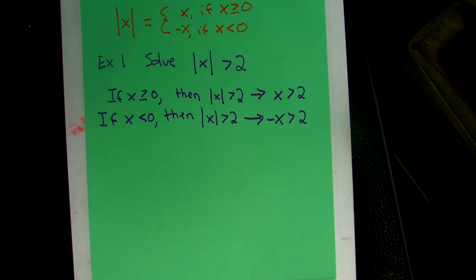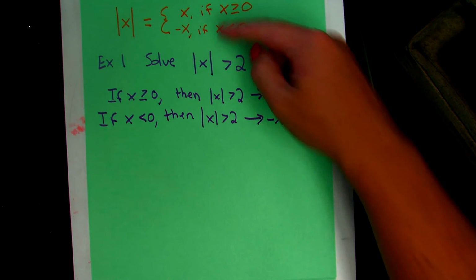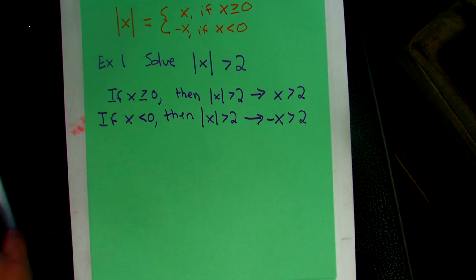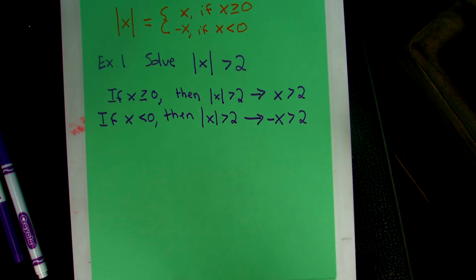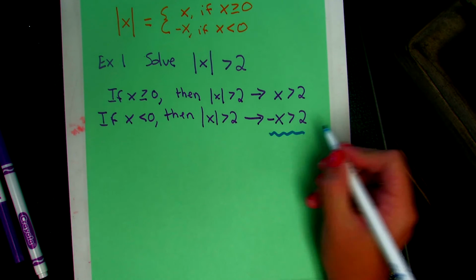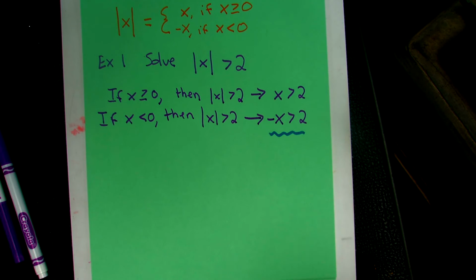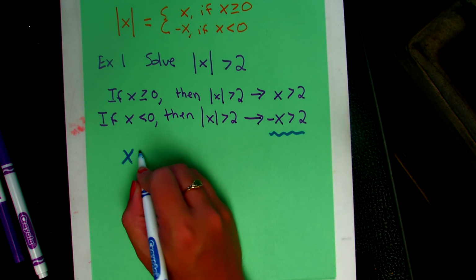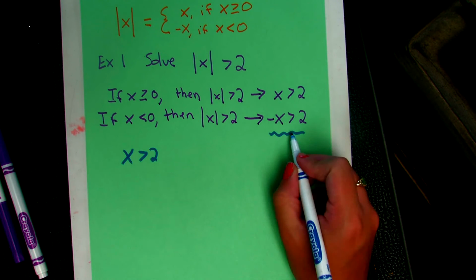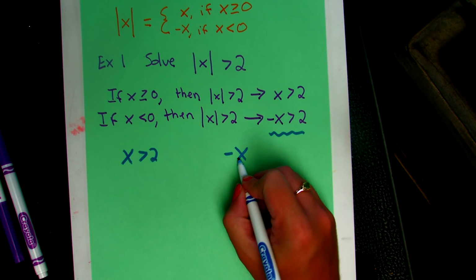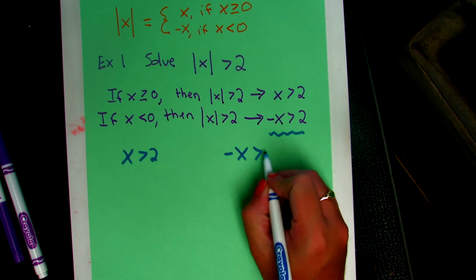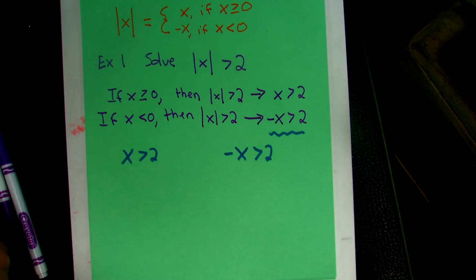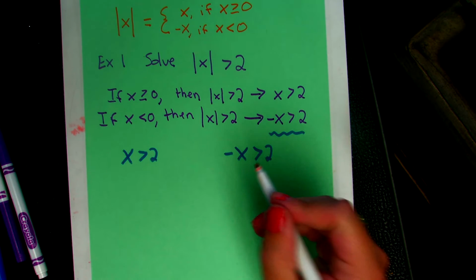Okay, so we did the same thing. We did x and then the opposite of x. Okay, so we haven't quite solved for x at this part, so we actually need to go ahead and finish solving for x. So on the one hand, we still have x is greater than 2, but here we have negative x is greater than 2. So when we solve, we need to take care of that negative. So we're going to multiply both sides by negative 1.